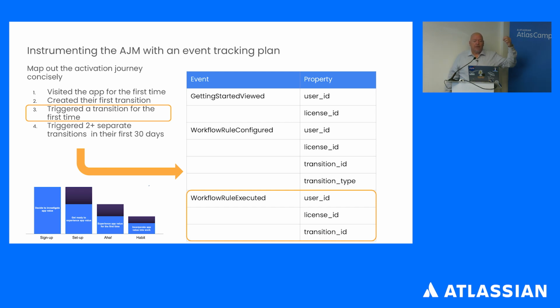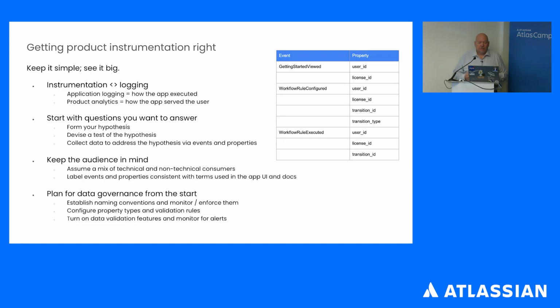So again, we're tracking the user, we're tracking the license, and we're tracking the transition ID because we want to correlate for the ones that were created, which were transitioned. And then the habit moment is the same event. We don't need to make a new one because we're just counting the number of events over a period of time. Really simple. So let's talk a little bit about product instrumentation.